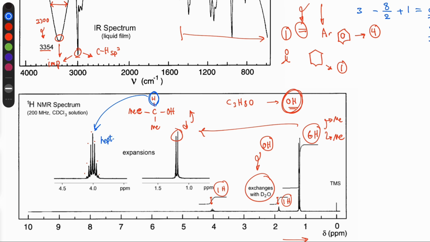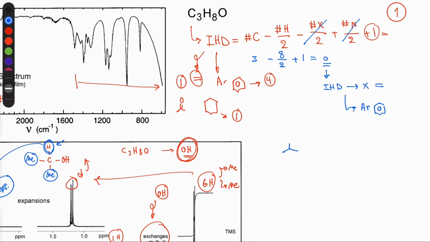The reason is that we have 2 methyl groups, which have 6 protons in total, that makes this hydrogen show the signal of a heptet. So everything makes sense here. And the final structure that we have is 2-propanol. And yeah, so we can say it's time to say Spectro done.